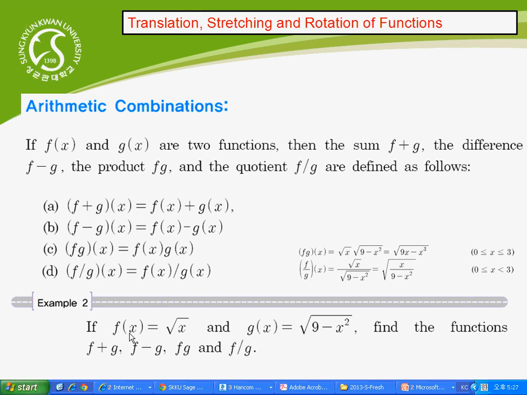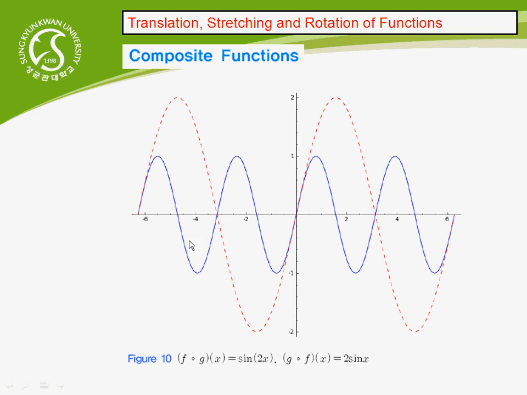Okay, so the example shows if you have such functions, then find f plus g, f minus g, the product of two functions, the ratio of the two functions, and you know how to do it. And these are composite functions that you see. So not only find it, you can also draw the graph. This is a sine function, then this is sine 2x. Okay. Or 2 sine x.